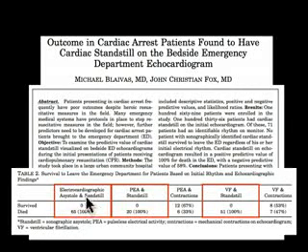But when we went back and looked at the data, it turned out that if you had cardiac standstill, or if you misspell it as standstill, which actually got through the editorial process, in Academic Emergency Medicine. If you had standstill, you survived 0 times.